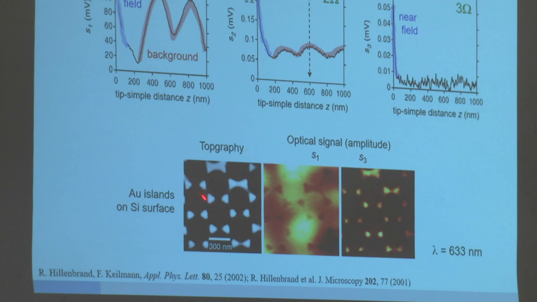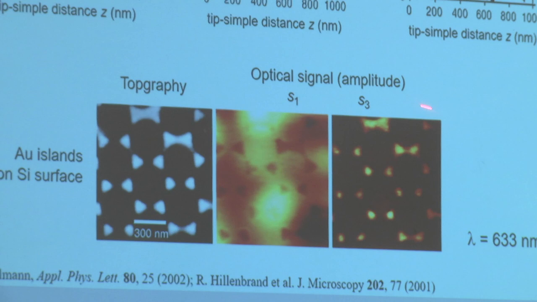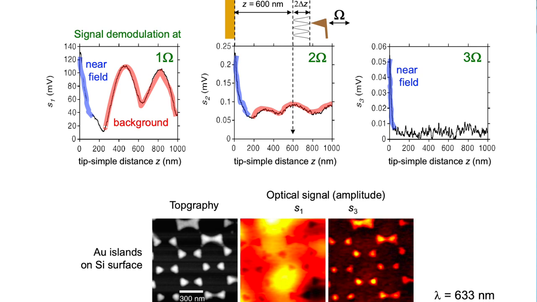Now, if you look at the third harmonic, where we don't have this background in this approach curve here, we see beautifully a very clean image, no background interferences, and we see that all the gold islands are bright, brighter than the silicon, because the refractive index is higher, which we will see later on why this is the case.